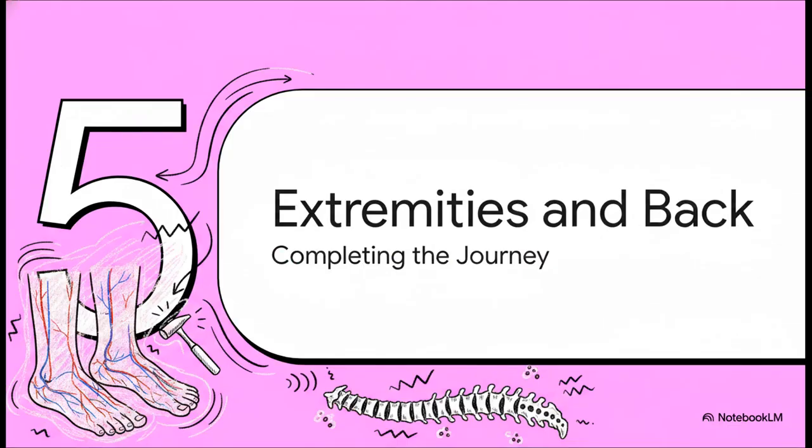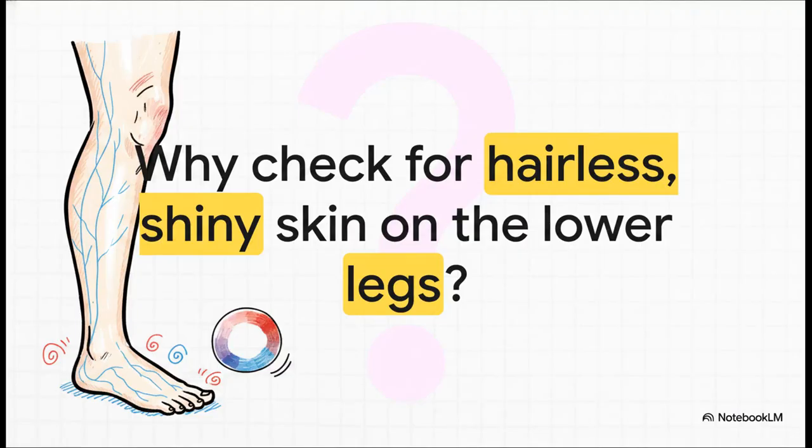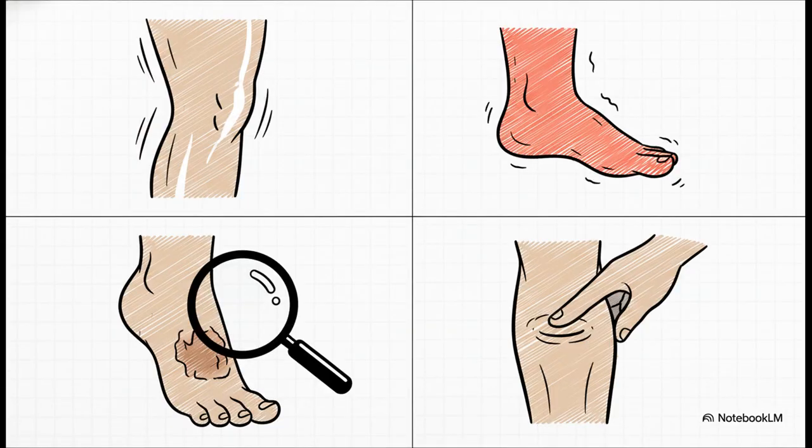Section 5. Extremities and the back. Completing the journey. What's really interesting here is that a simple visual inspection of the lower legs can reveal deep vascular secrets that the patient might not even feel or know about. You're looking at the color from the legs all the way to the toes, but you are also looking very closely at hair growth. See, you are connecting rote physical actions to vital critical thinking here.